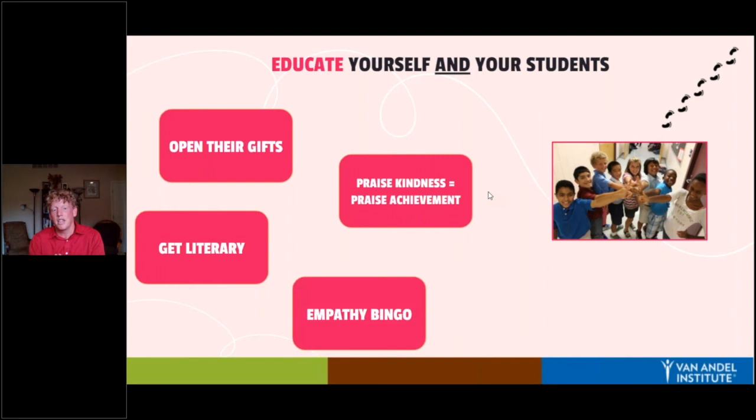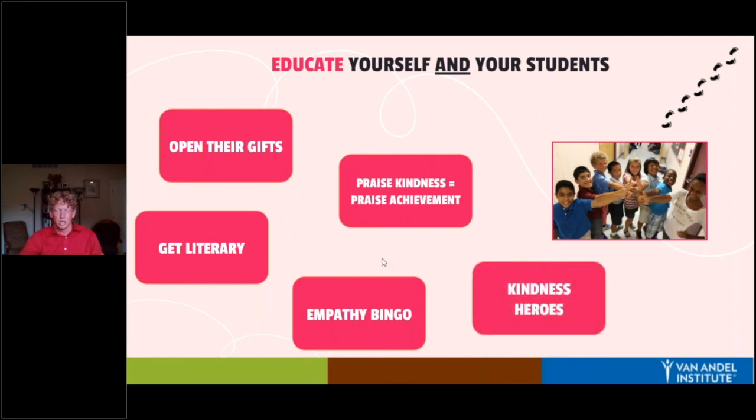We use bingo, choice boards for all sorts of different things in our classrooms. We can do the same thing with kindness or with empathy. Constructing a kindness or empathy bingo board can be a great fun way for your students to have some choice, to think about what they are going to do in advance, and then to practice those skills and those characteristics that we want to encourage.